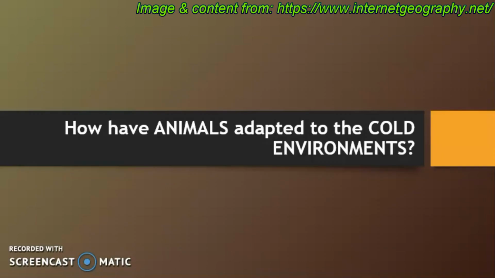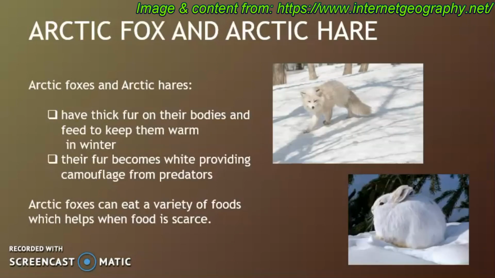How have animals adapted to the cold environments? Existing in here are the cuddly, bubbly, and whitey animals: the Arctic fox and Arctic hare. Arctic foxes and Arctic hares have thick fur on their bodies and feet to keep them warm in winter. Their fur becomes white, providing camouflage from predators. Arctic foxes can also eat a variety of foods, which helps when food is scarce.